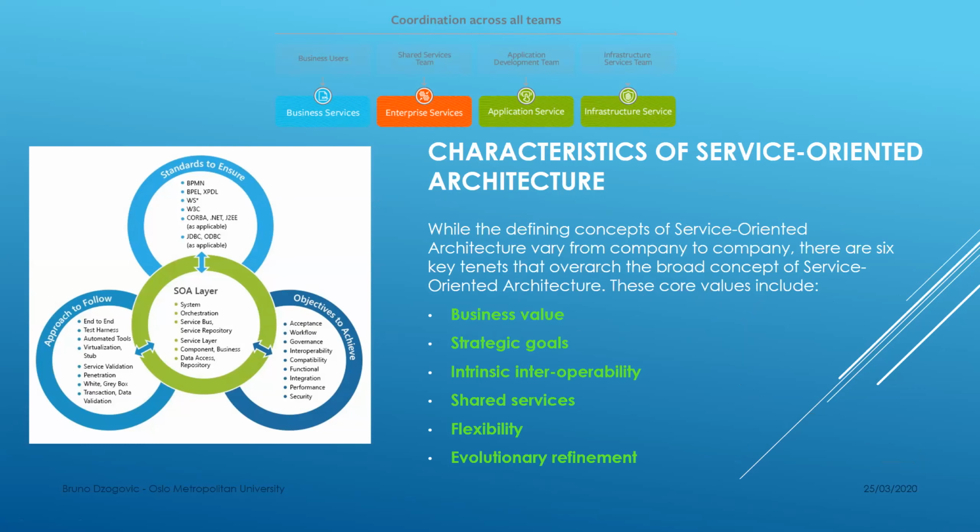What are the most important parts of service-oriented architecture? So the service-oriented architecture is layered, and it should deliver business values, strategic goals, intrinsic interoperability, shared services, flexibility, and evolutionary refinement. So these are the core values. So it means that if you really want to achieve specific goals, you need to adjust these, let's call them approaches or ways to correspond to your mission.